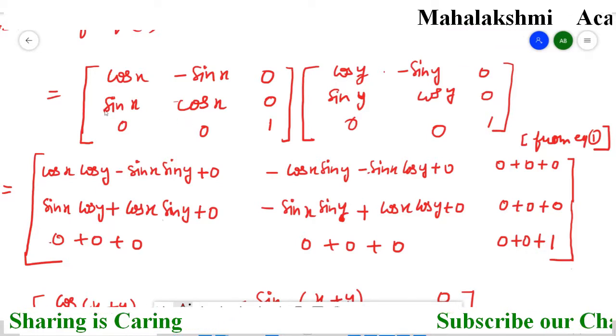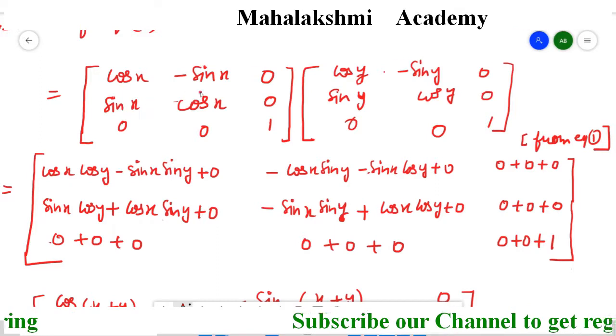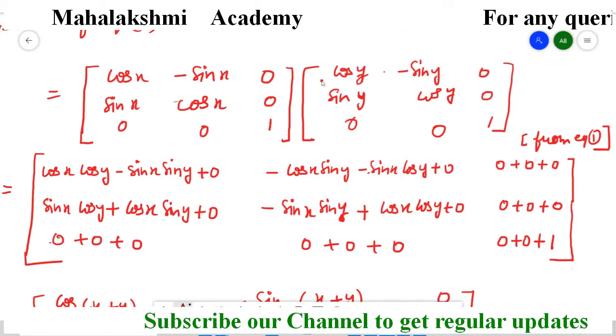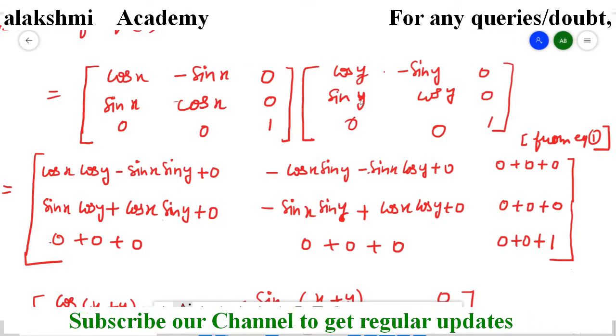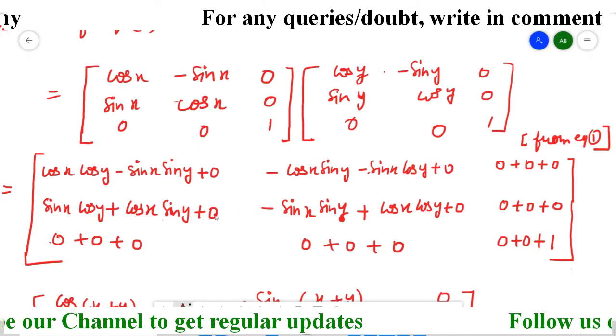If you have to multiply the first row by the first column, how is it going to be? Sin x multiplied by cos y. First this sin x will multiply by cos y, then cos x will multiply by sin y, and then 0 will multiply by 0, and those entries you have to write down with a plus symbol in between.